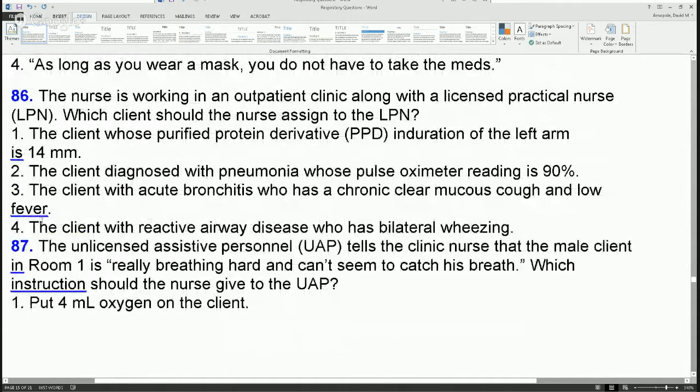All right, Robert. The nurse is working in an outpatient clinic along with an LPN. Which client should the nurse assign to the LPN?